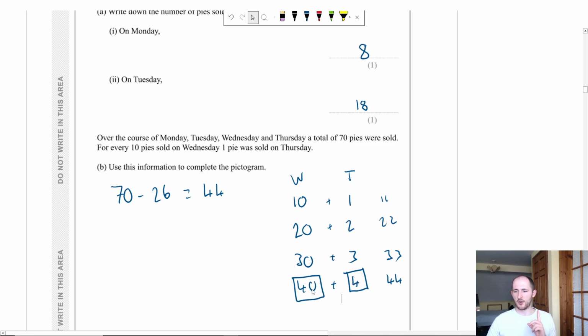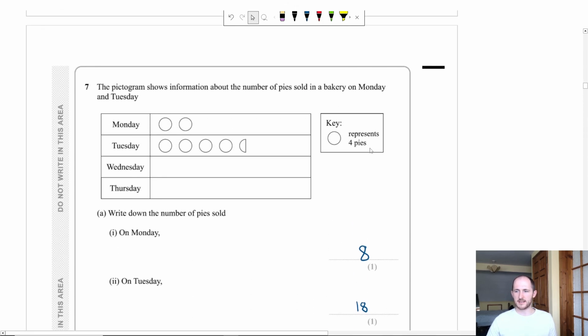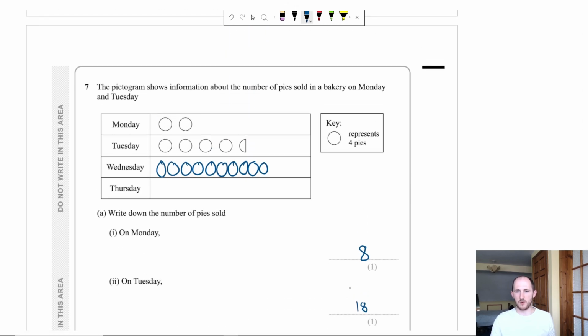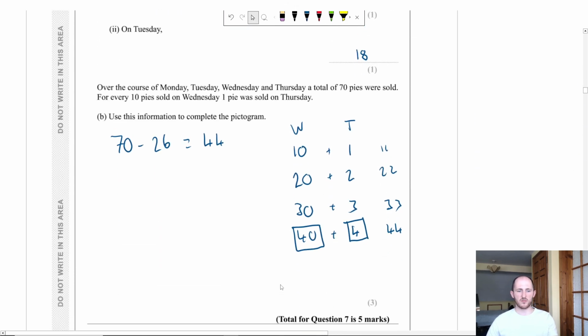So all we need to do is draw 40. Well, each one represents 4, so all I need to do is draw 10 circles. So 1, 2, 3, 4, 5, 6, 7, 8, 9, 10. And then on Thursday there's 4, so we're just going to draw one circle on Thursday. Okay, so not too bad, hopefully.